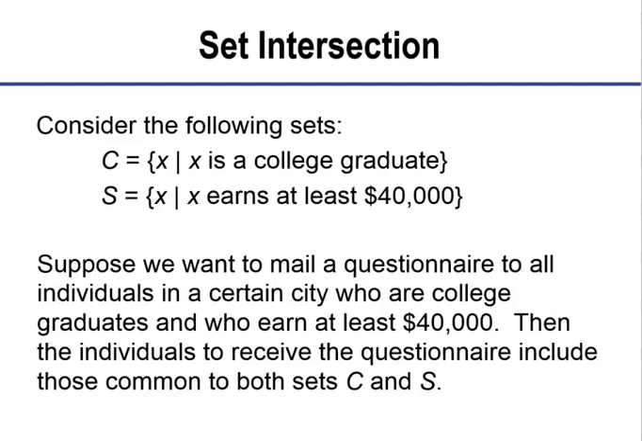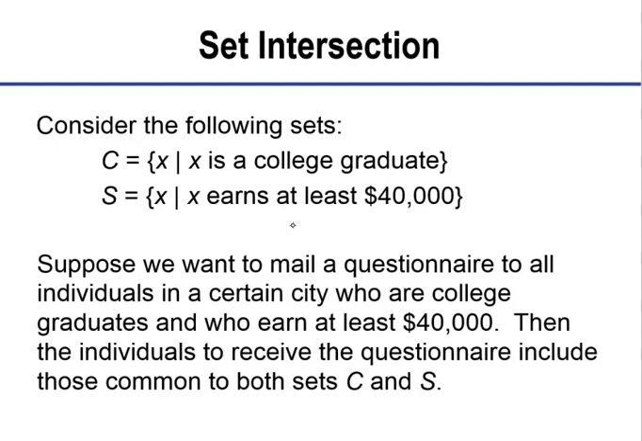We want to talk about C. Remember, this is set builder notation. We're going to say C is the set of all X such that X is a college graduate, and then a separate set S, and S is the set of all X such that X earns at least $40,000. So we have two separate sets. One set is college graduates, the other set is a salary of at least $40,000.